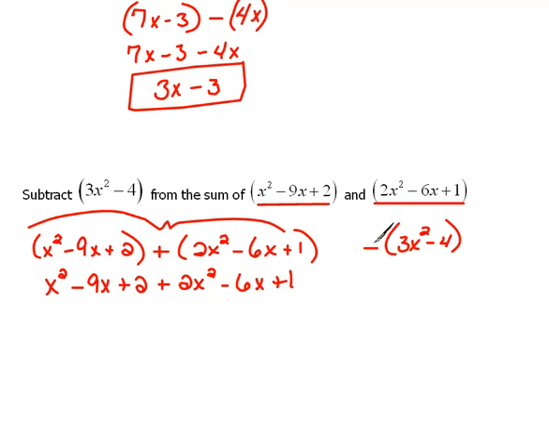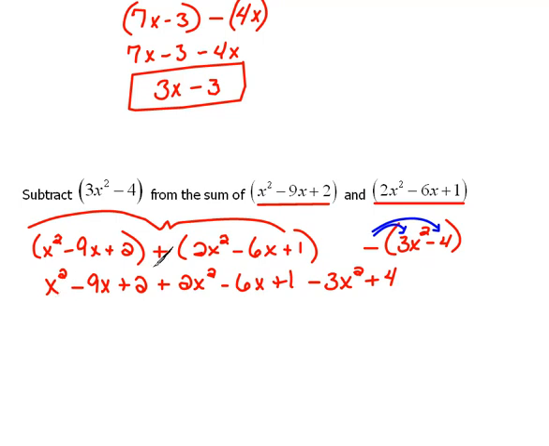But when I subtract off this binomial, I have to subtract off every term, which means I need to distribute the negative. So subtracting 3x squared would be minus 3x squared, and subtracting a negative 4 would be the same thing as saying a positive 4. Now once we have this all lined out, it's just a matter of combining like terms to simplify.